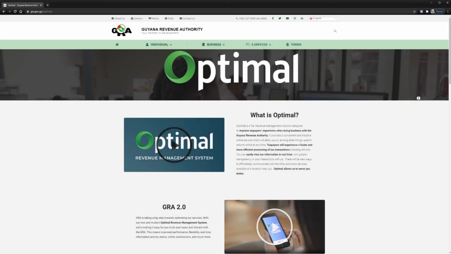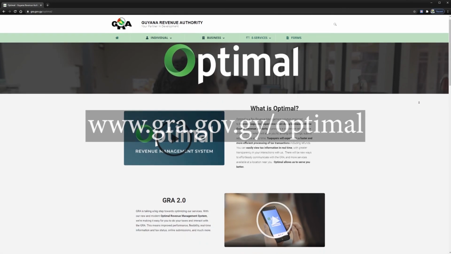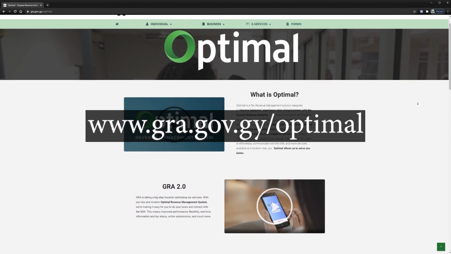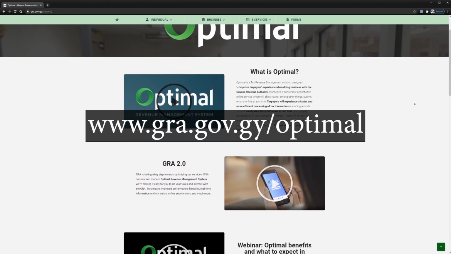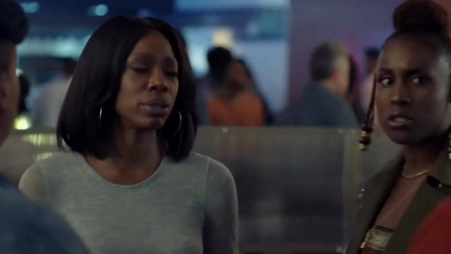Where can I find help to fill out these forms? Guides to these forms can be found on the Optimal website, www.gra.gov.gy/optimal.